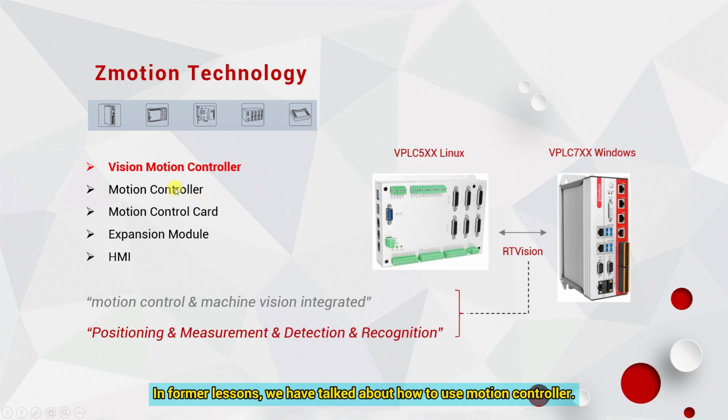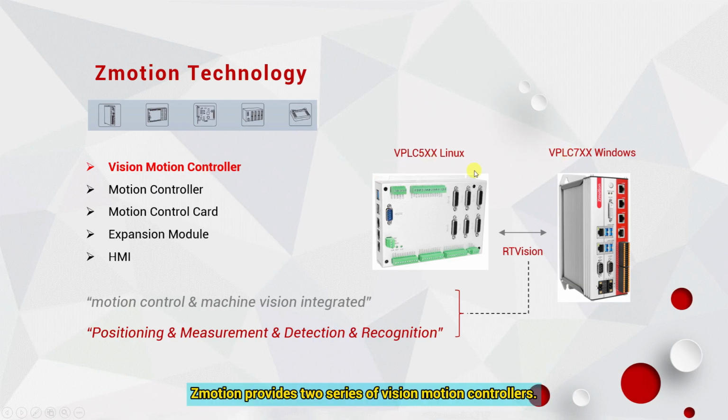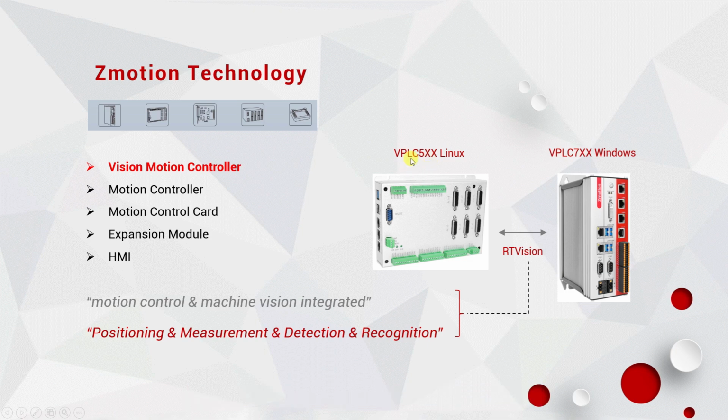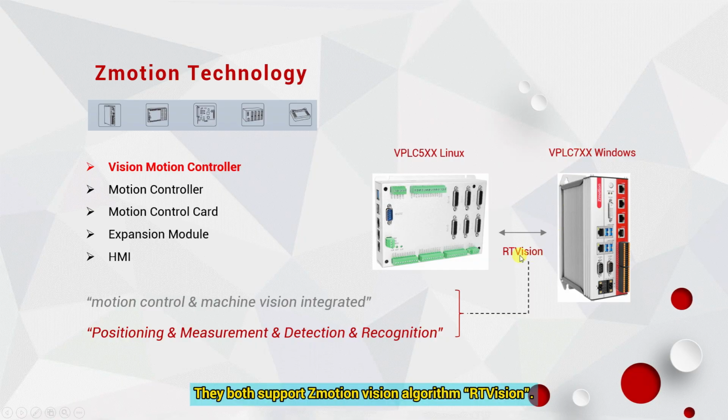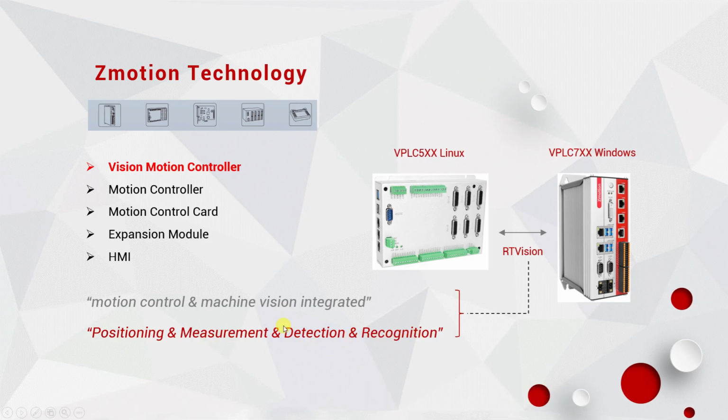In former lessons, we have talked about how to use motion controller. Now, let's learn how to use Zmotion VPLC Vision Motion Controller. Zmotion provides two series of vision motion controllers: VPLC 5 series and VPLC 7 series. They both support Zmotion Vision Algorithm RT Vision, to do vision positioning, vision measurement, vision detection, blob analysis, etc.